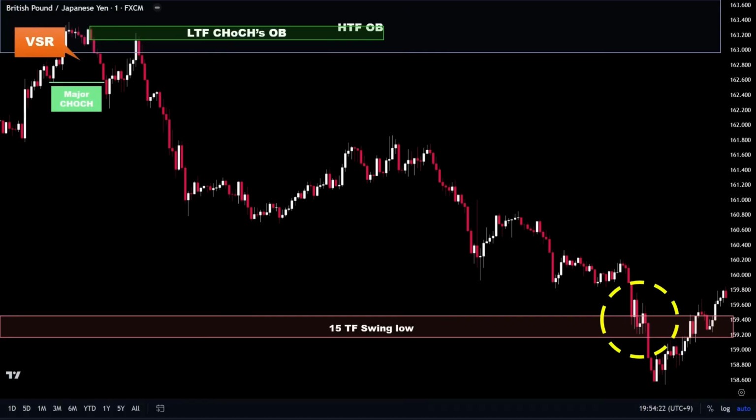It's important to note that each trade outcome may vary, and careful risk management and adherence to your trading plan are crucial for long-term success. Now, let's go ahead and see another real chart trading example.